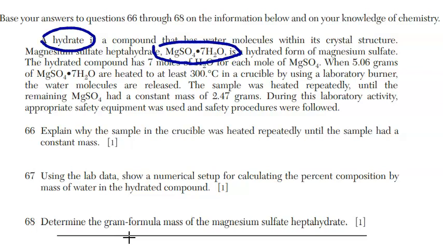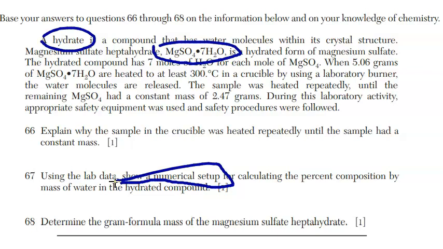Let's go on to 67. We need to show a numerical setup. What do we mean by that? Well, that means we're going to go ahead and show the numbers in a formula, but we don't calculate the answer. We're going to calculate percent composition by mass of water in the hydrated compound.